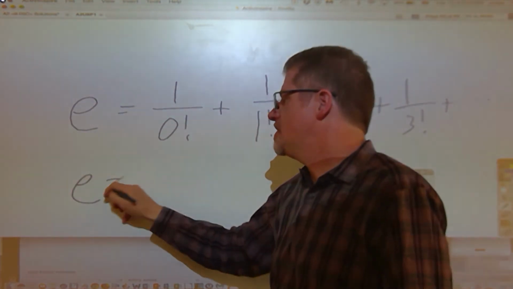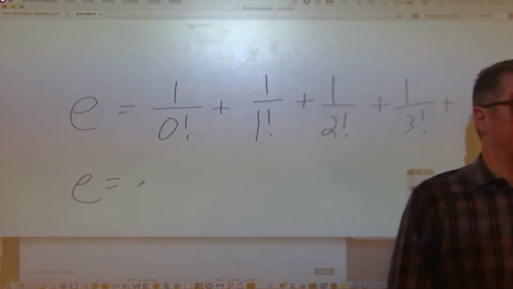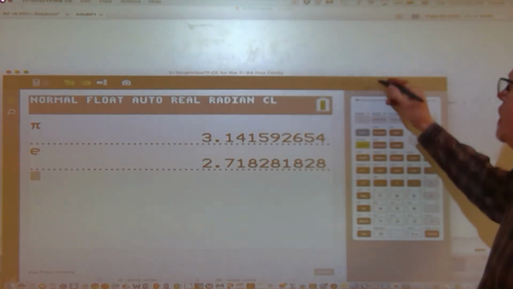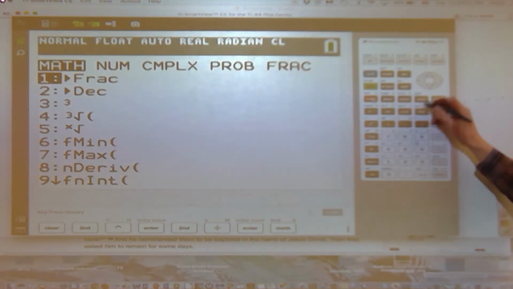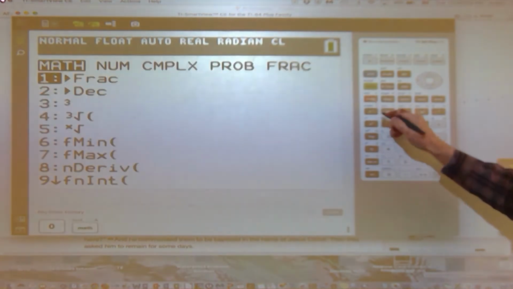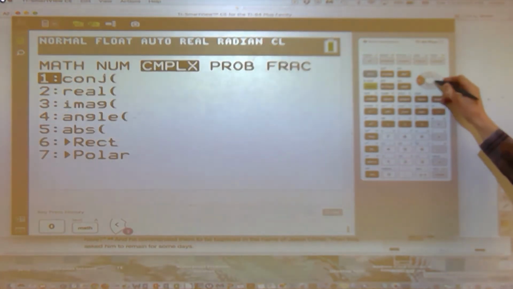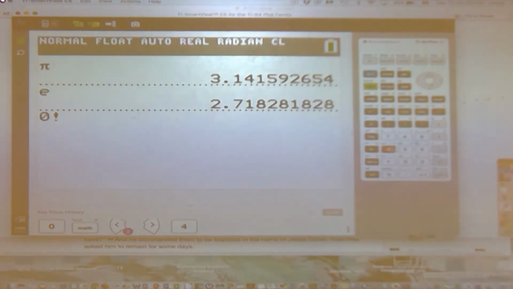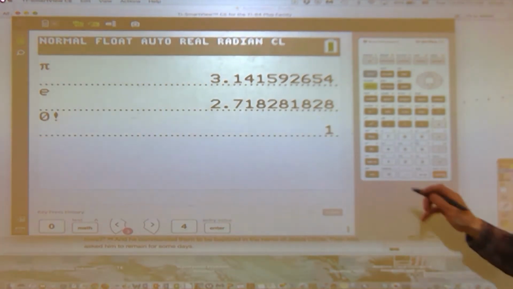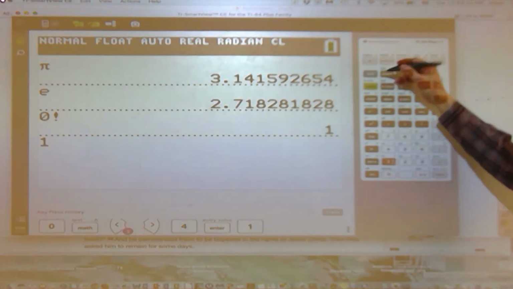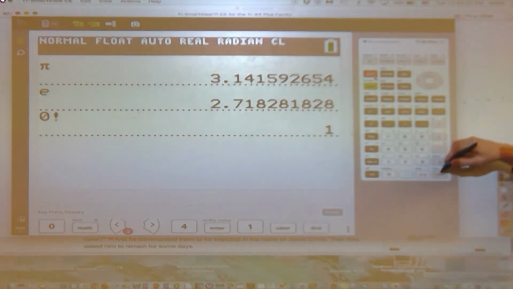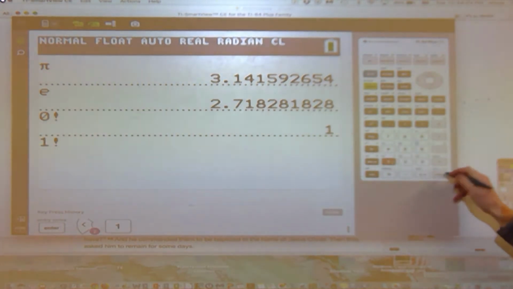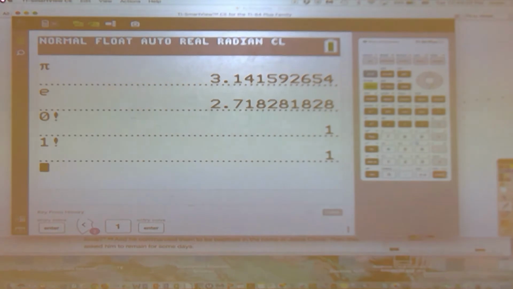Now, does anyone know what 0 factorial is? What is the value of 0 factorial? It's 1, and your calculator will confirm this. If you type in 0, and then go to your math menu, and go to the probability submenu, item 4 is the factorial button. So 0 factorial is 1. Remarkably, 1 factorial is also equal to 1. In fact, I can see that by simply pulling up 0 factorial and changing the 0 to a 1. 0 factorial is equal to 1. 1 factorial is equal to 1.